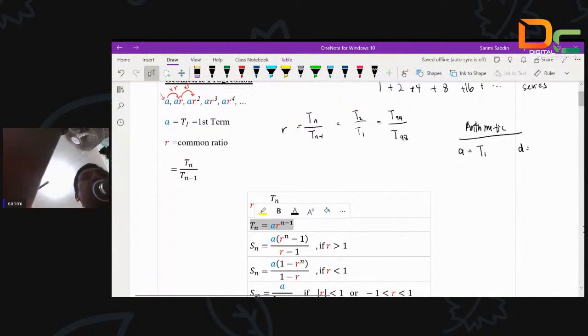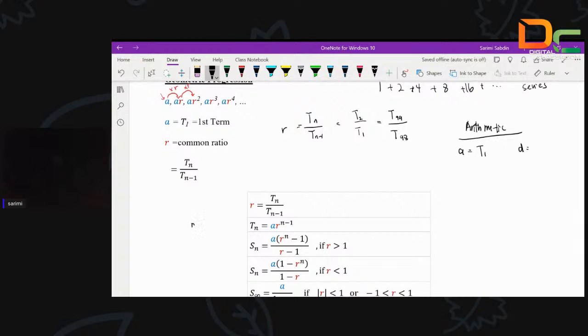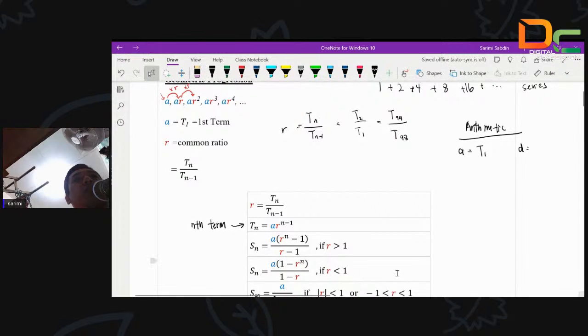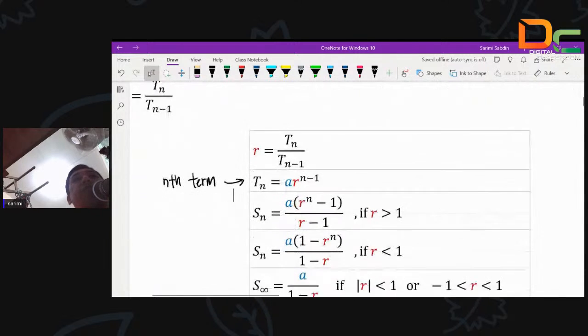Alright, and the second formula is the nth term. Basically in questions, they always write it like this, the nth term. Sebutan ke n. So for the nth term, the formula is A times R to the power of n minus 1. I think during the exam the formula is given, so you don't have to remember or memorize this formula.